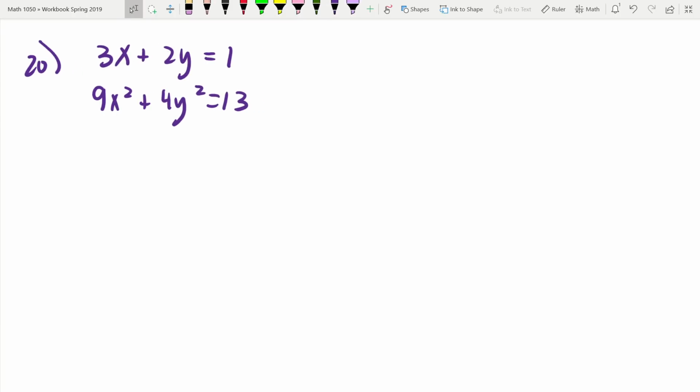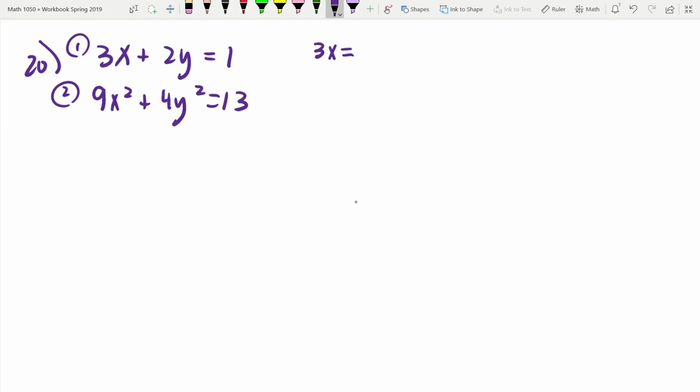The x's will not cancel because one is squared and one is not. Same thing with the y. So I'm forced to use substitution. I do not want to solve equation 2 for either x or y because that's going to involve a plus or minus and a square root, which is horrible. So I'm going to take equation 1 and I'm going to solve it for x or y. It does not matter which one you do.